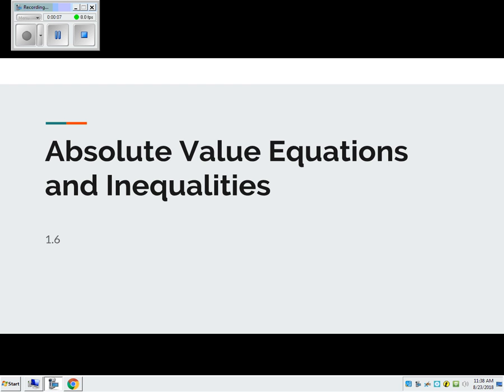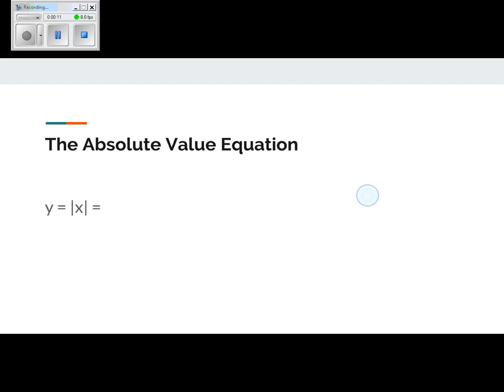Today we're talking about absolute value equations and inequalities. Okay. Now, absolute value, you've always heard that absolute value has to be positive. But why does it always have to be positive?